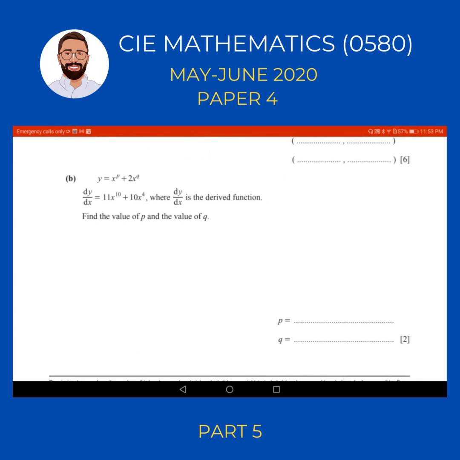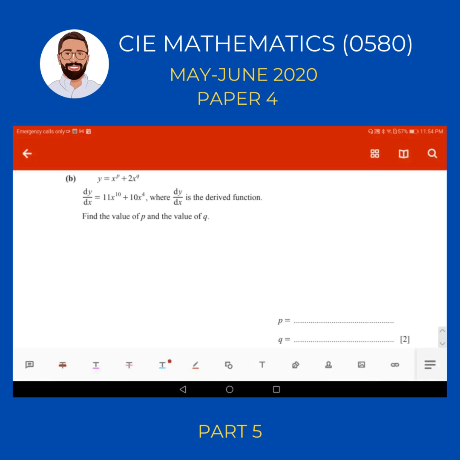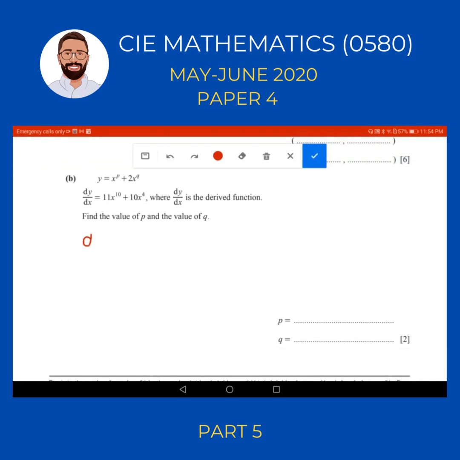Now in part B, we're given that y is equal to x to the power of p plus 2x to the power of q, and dy over dx is 11x to the power of 10 plus 10x to the power of 4, where dy over dx is the derived function. Find the value of p and the value of q. So let's derive y. So dy over dx is simply p times x to the power of p minus 1 plus 2q times x to the power of q minus 1.